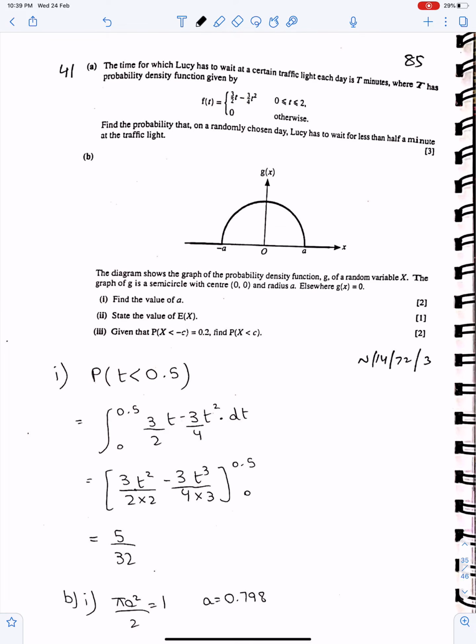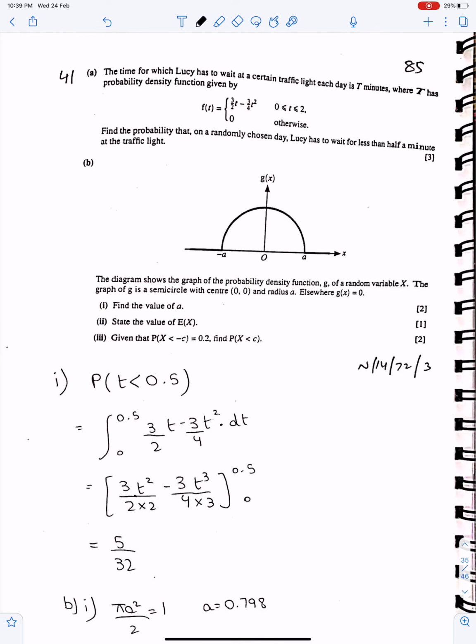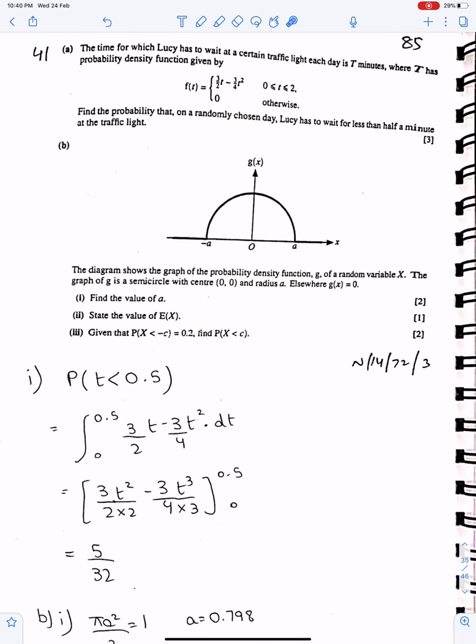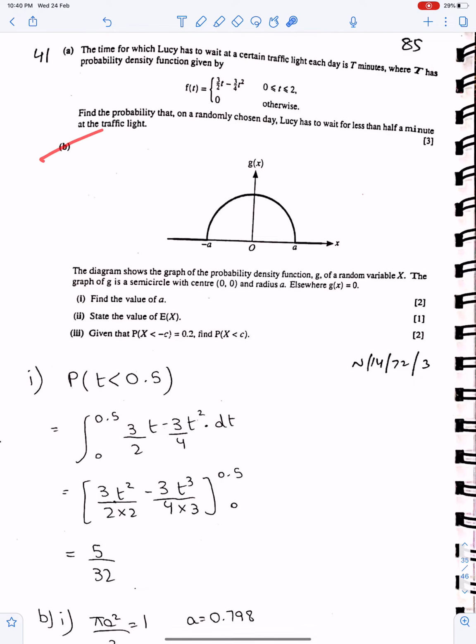Next question, which is 41. Well, they are saying get this probability, half a minute. Lucy has to wait for less than half a minute at the traffic light. So this is simple, t less than 0.5. You can easily do this yourself. Now part B is important.